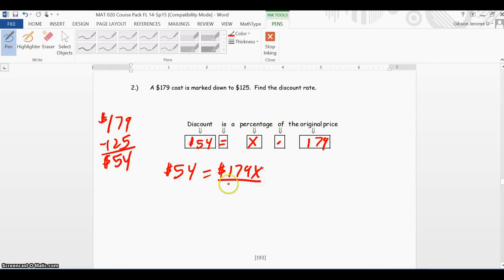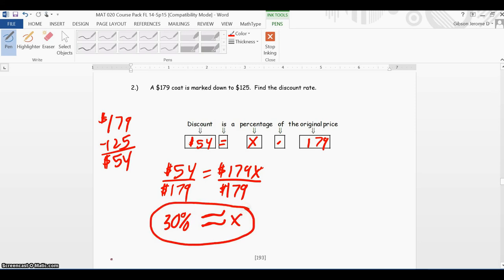So we divide each side by $179. And after we put this in our calculator, this will give us a decimal with a lot of digits behind it. So we're going to round it to the nearest percent. And we're going to use an approximation sign here to indicate that we rounded. That will give us 30% is approximately equal to x. So 30% is our percentage, and we're done.